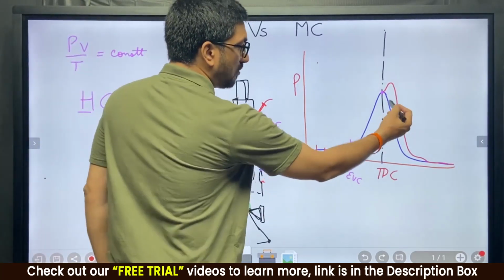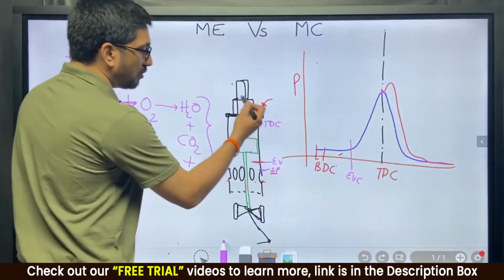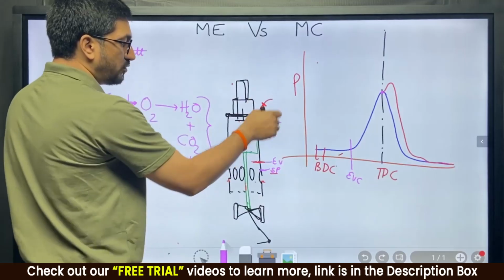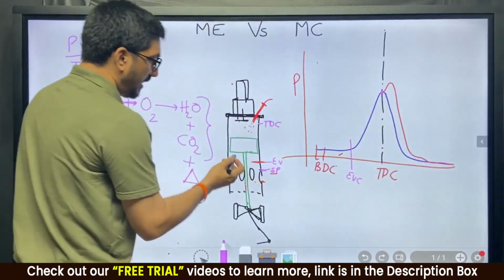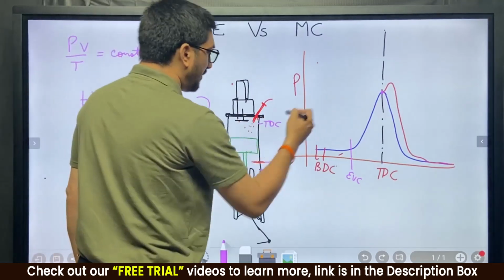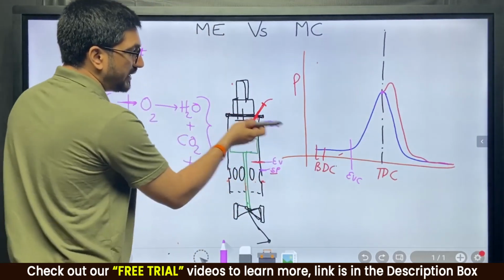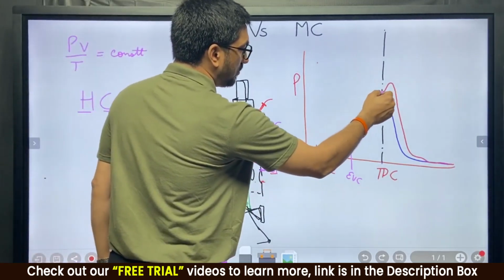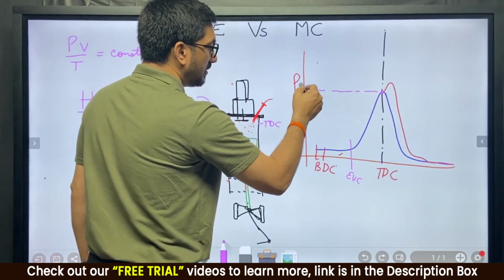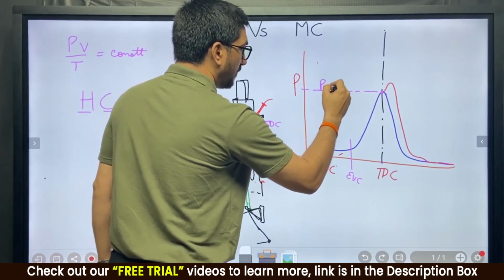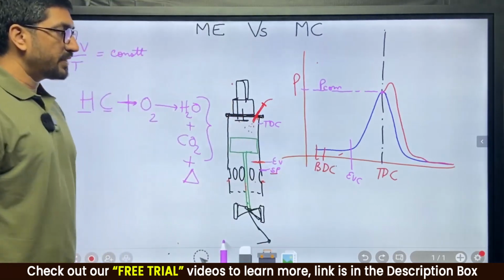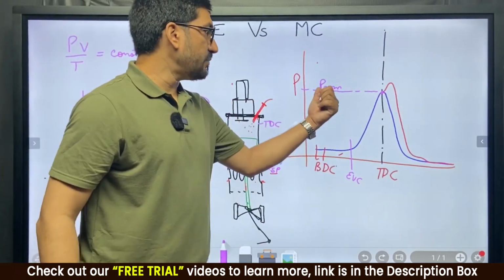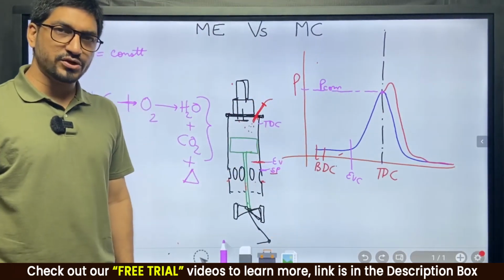So if you forget about this red line, suppose I do not inject fuel, this blue line is the curve it will be tracing. Piston going up, it is compressing to this value, whatever that may be. We call this the PCOM value. PCOM means peak compression. The pressure at TDC is the peak compression pressure.